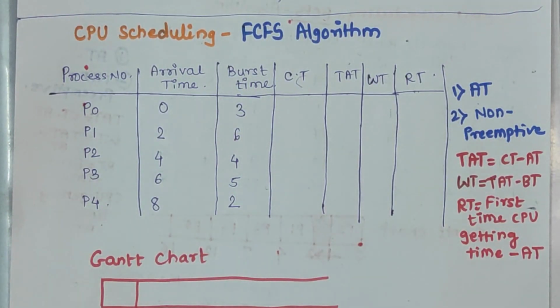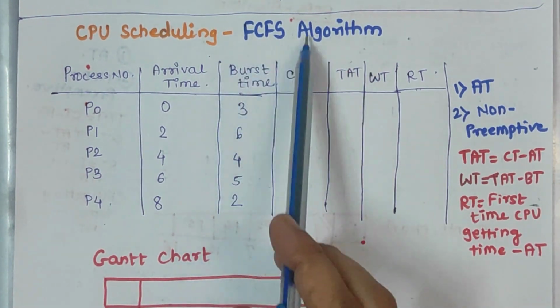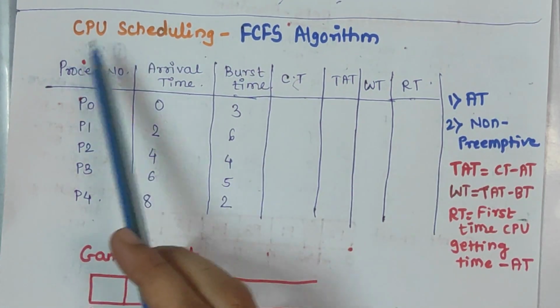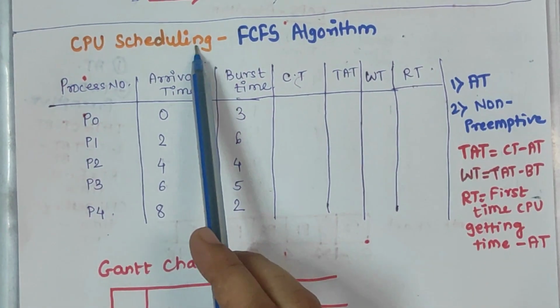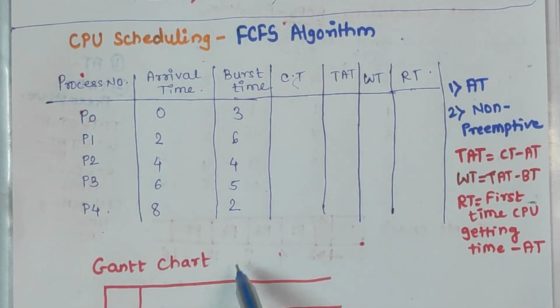Hello everyone, in today's video we are discussing CPU scheduling algorithms. The algorithm we are discussing today is FCFS, that is, first come first serve scheduling algorithm. CPU scheduling means we are provided with some processes and we are providing these processes to the CPU for its execution.